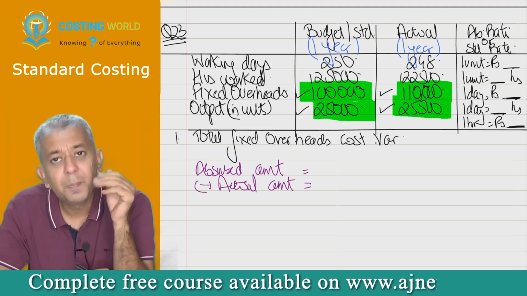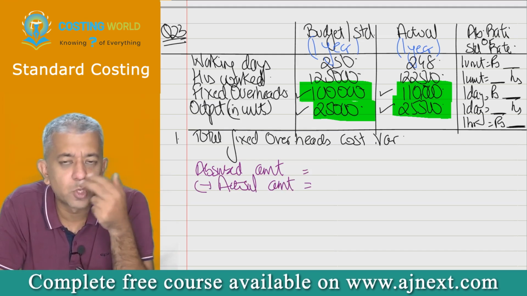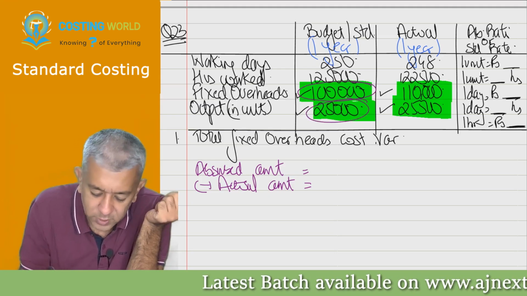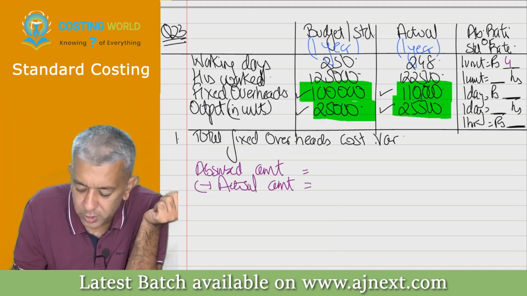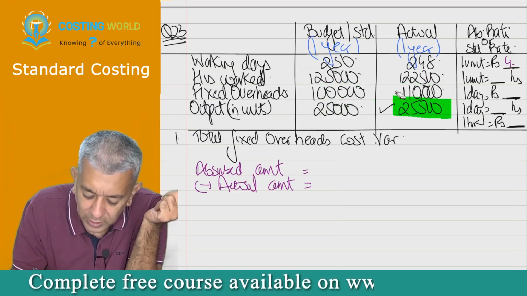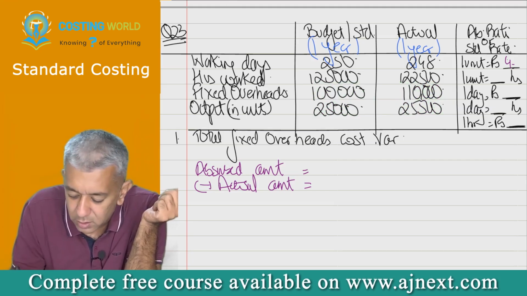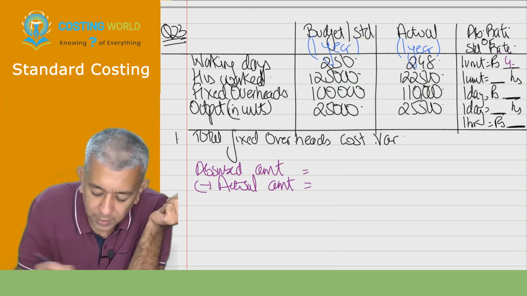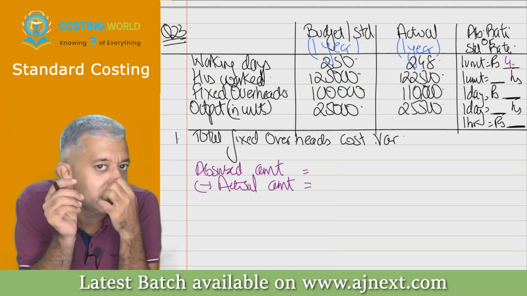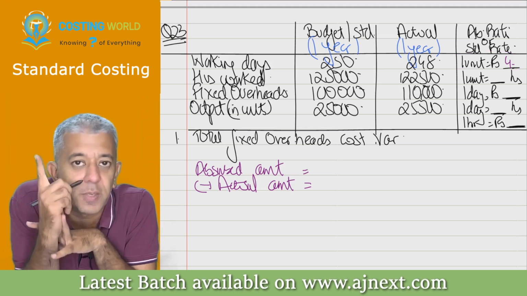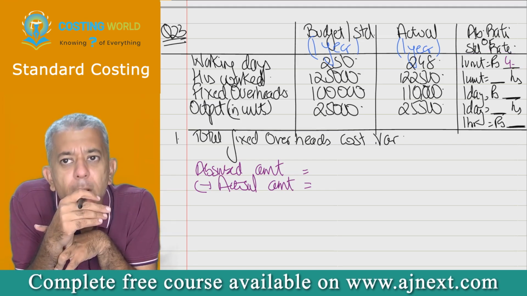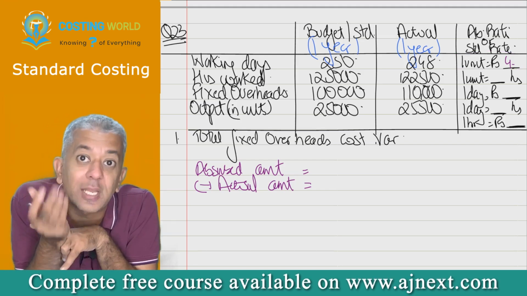But for absorbed amount, you require absorption rate. For absorption rate, you require two things, budgeted overheads upon budgeted output. So budgeted overheads I had thought will be fixed, and budgeted output 25,000. So absorption rate should have been 4. For every unit, we should have incurred 4 rupees. I have always taught you this: whenever you actually produce 1 unit, charge rupees 4 in your books of accounts. Correct? So tell me, I had thought I will be producing how much?